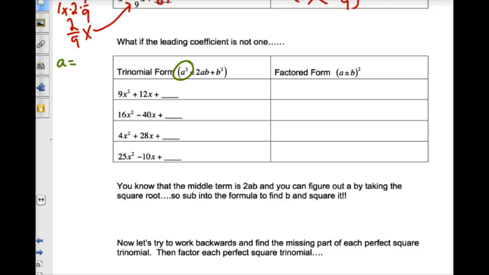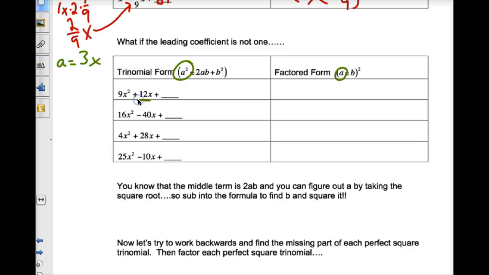What's a in this problem? Don't blurt it out. Just raise your hand, guys. It is not 9x. Guys, a squared is 9x squared. A is the square root of a squared. So what is a in this problem? Quinlivan, 3x. A is the square root of a squared.